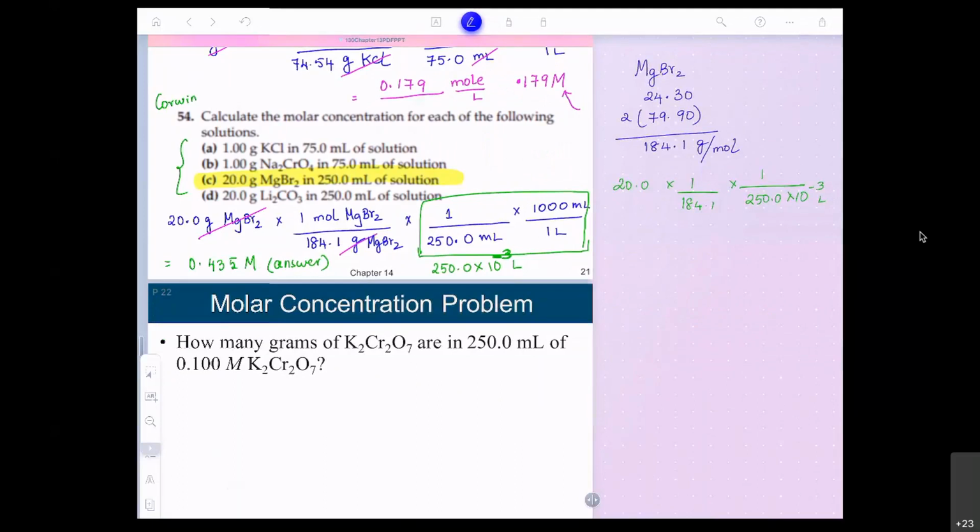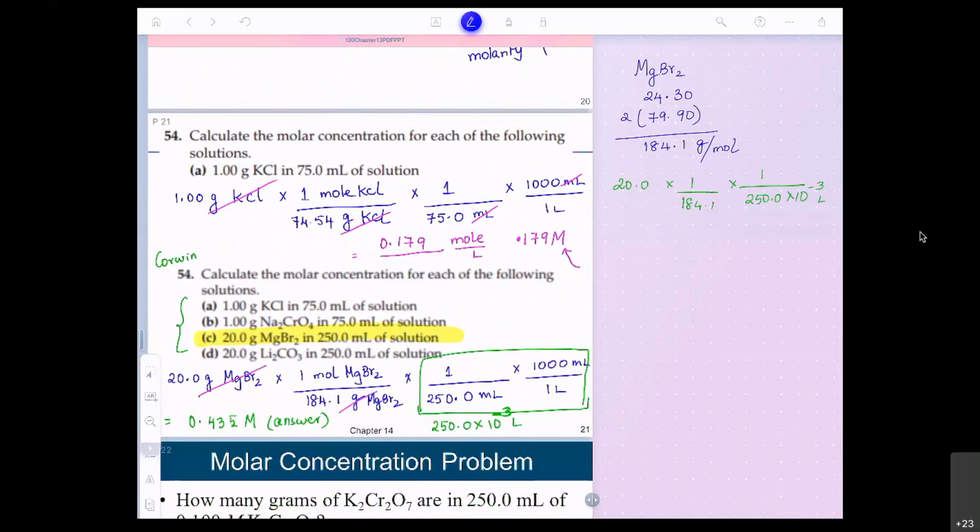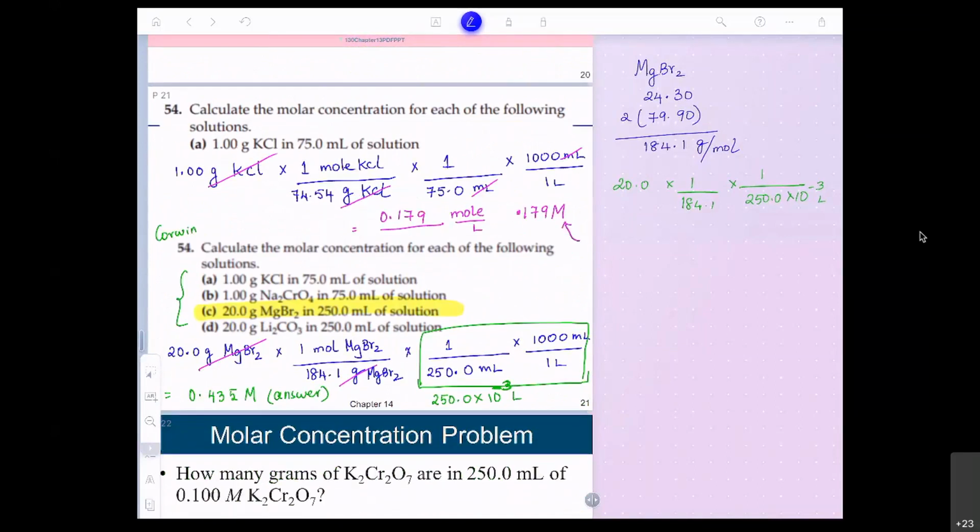So anything for me in this type of problem? Anything you want me to explain better? Anything unclear? Can you just scroll up really fast? I want to write a blank equation with just the information. Where do you want me to scroll to? That's right there. Oh, right there. Okay.